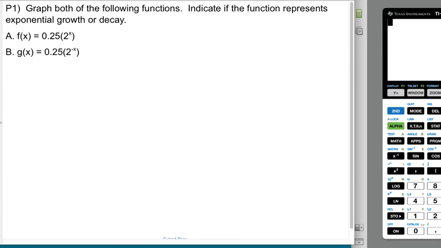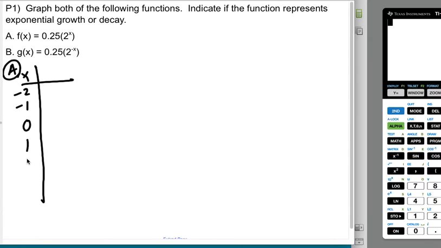All right, if you go ahead and give P1 a try, right? Again, you can do it by hand, you can do it on a calculator. I don't really have a strong preference. I just want you to give it a try. So I'm going to go ahead and make my table for A. Again, the easy x values to pick are -2, -1, 0, 1, and 2.